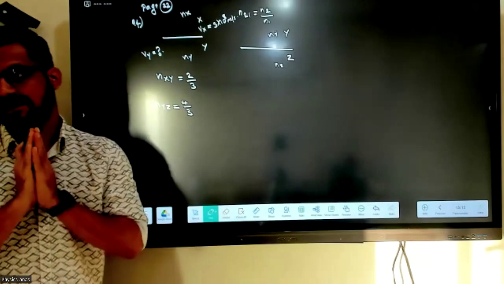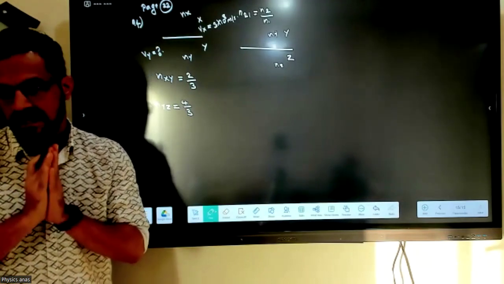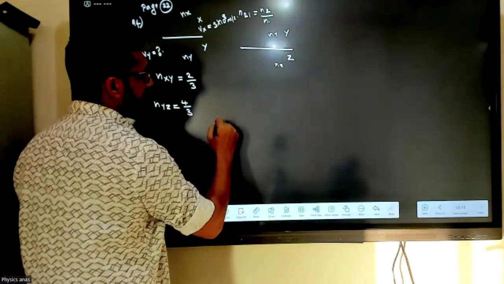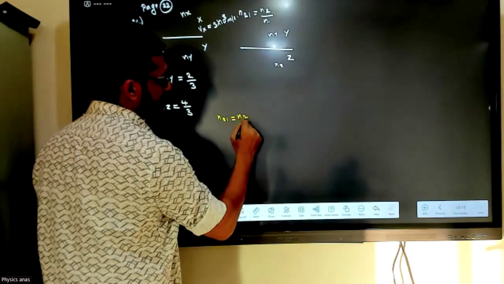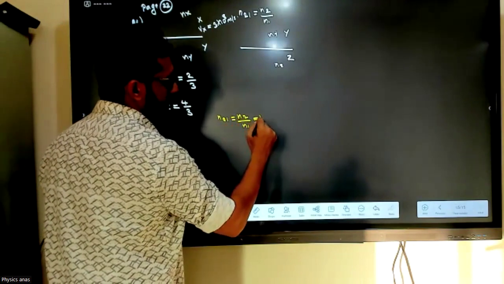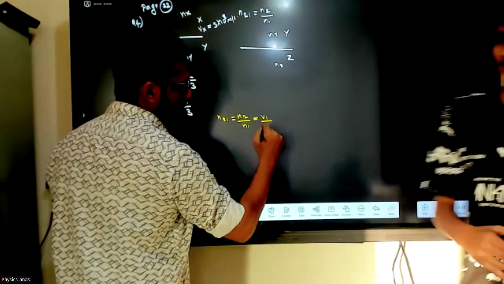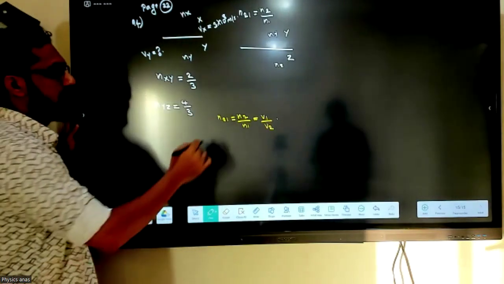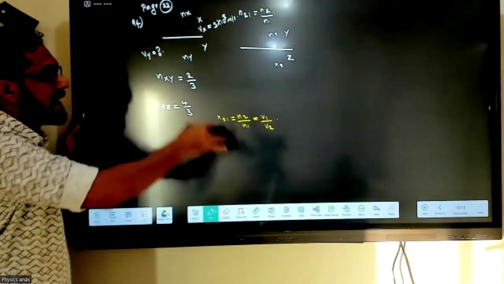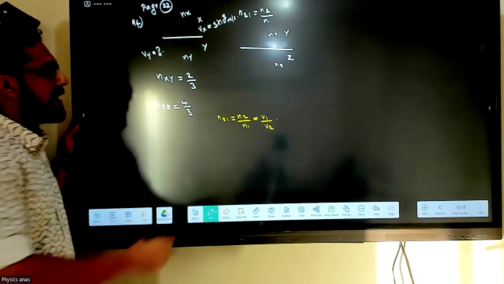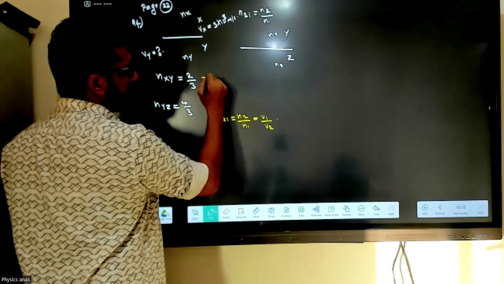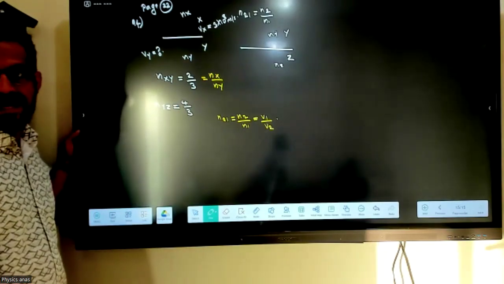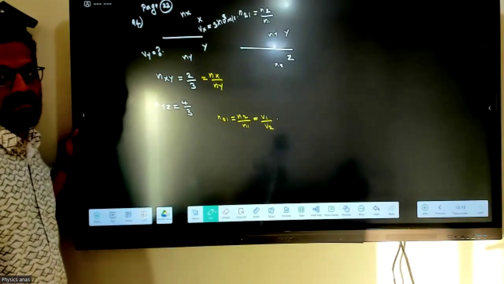How can you find this? What is the equation you are going to use? We are going to use this equation: N21 is equal to N2 by N1 is equal to V1 by V2. This is our equation. And you can write the same equation with this idea. Nxy is also equal to Nx by Ny, right?